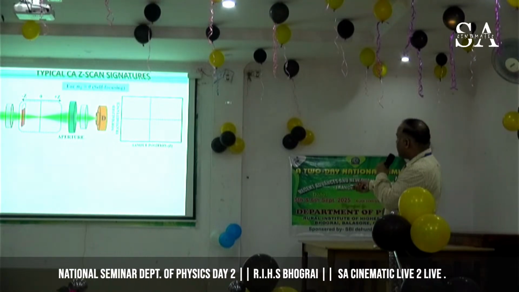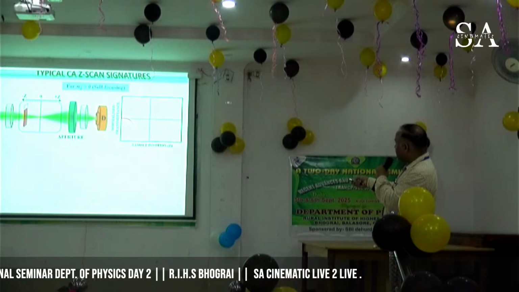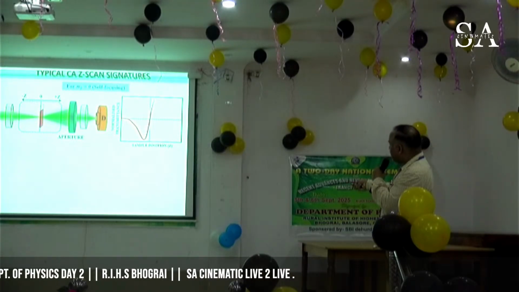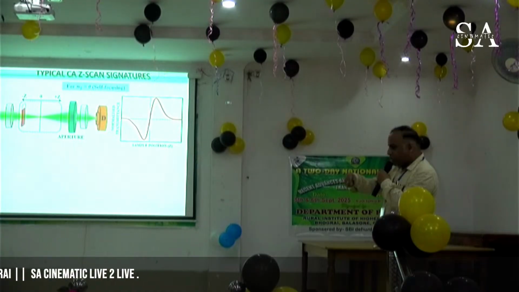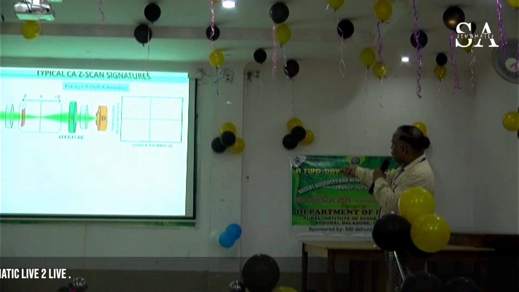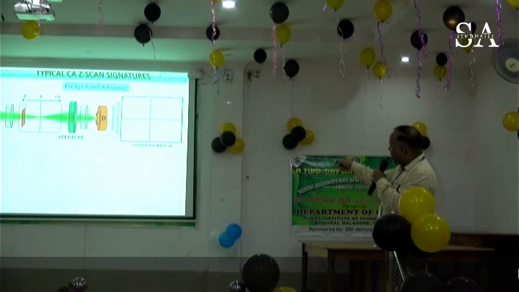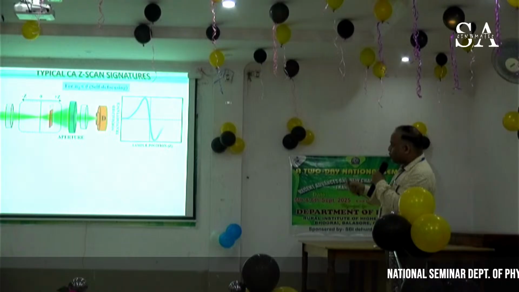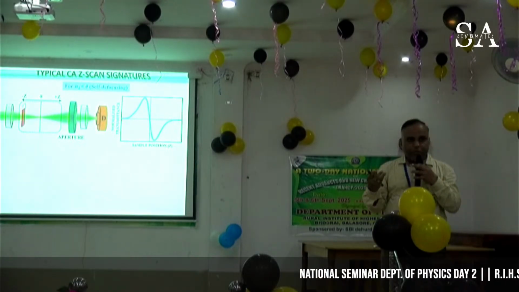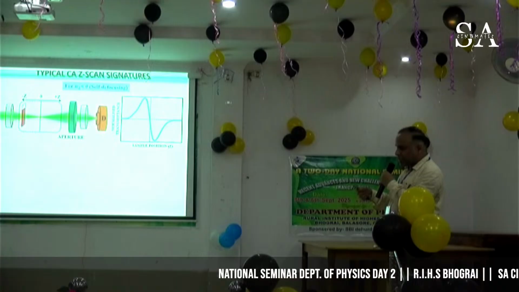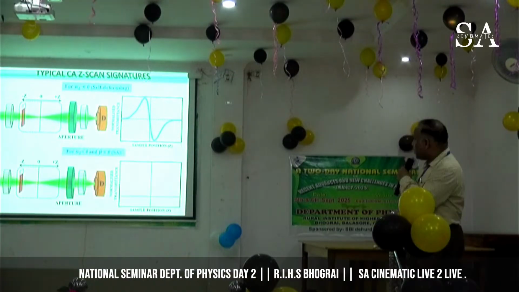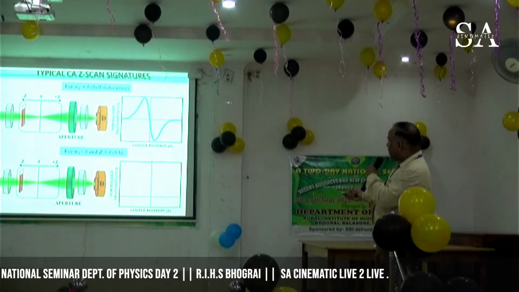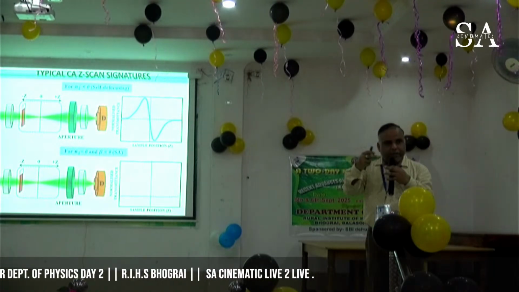So when you are scanning, in the case of self-focusing, you get a profile like this when you are measuring transmission as a function of position. Similarly, if you have self-defocusing, you will get a peak and then a valley. So exactly opposite in nature. Okay. I don't have much time, otherwise I could have explained the physics behind how this is happening.